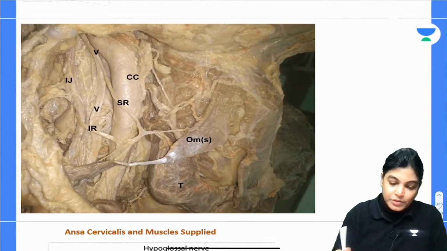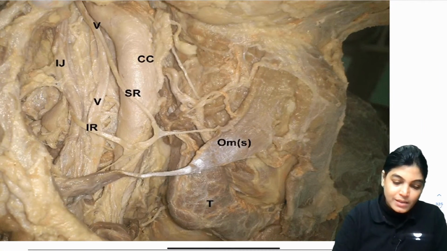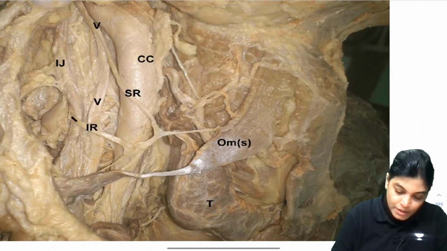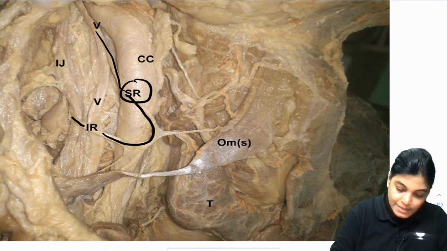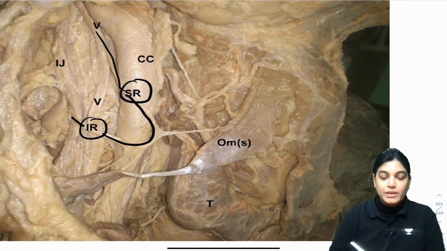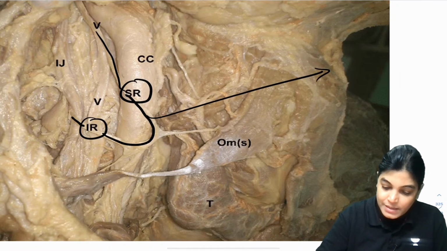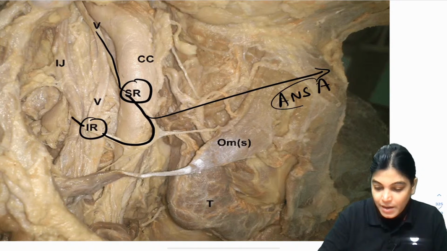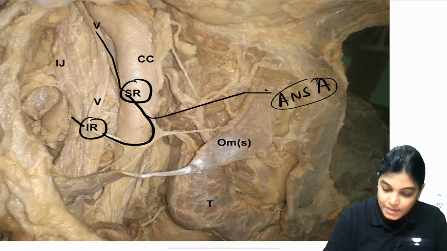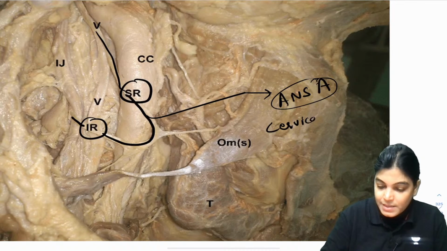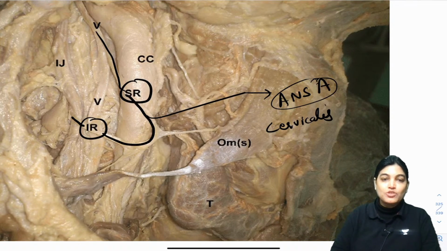So see here, if you look at this cadaveric image, you can very nicely see this loop. This loop which I am showing you has the SR and IR, that is, superior and inferior root, and this loop is the ansa cervicalis loop. This is the ansa cervicalis loop, and it is lying on the anterior wall of the carotid sheath.